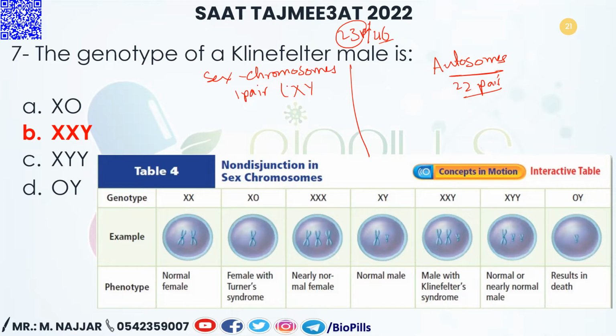If a non-disjunction happens in gamete formation, it will lead to one of those disorders. What is the meaning of disjunction? For example, the male has X and Y. So one sperm has an X chromosome and the other sperm will have a Y chromosome. This is a normal disjunction, a separation between the X in one sperm and the Y in another sperm.